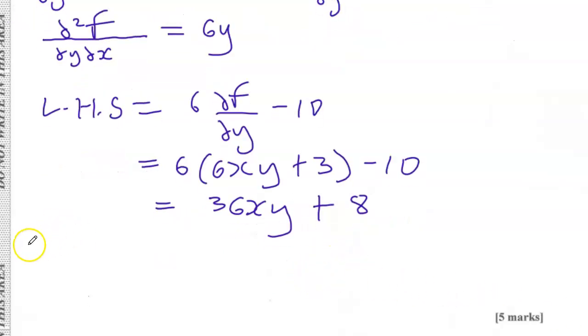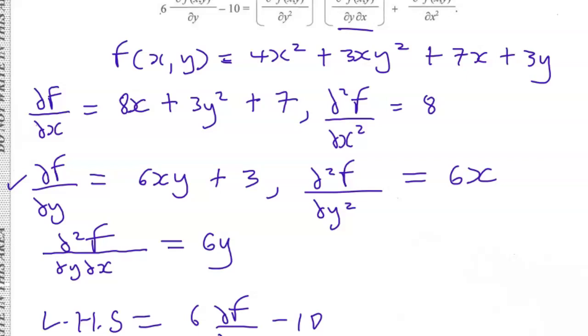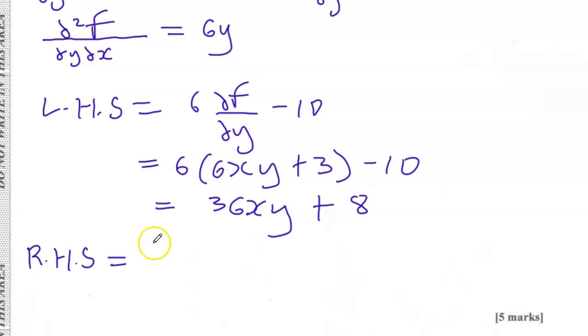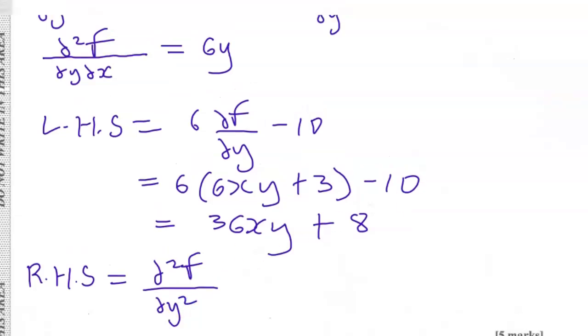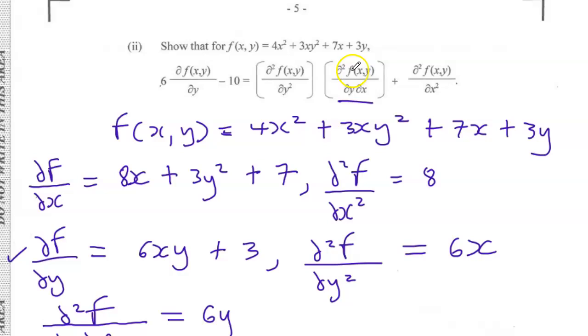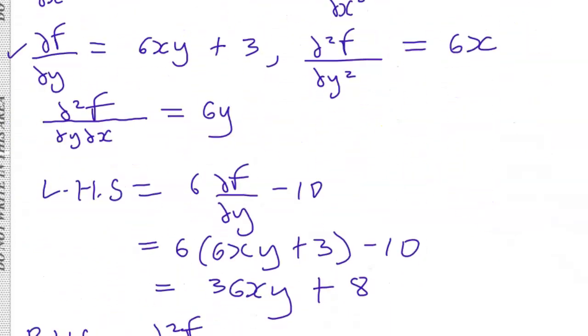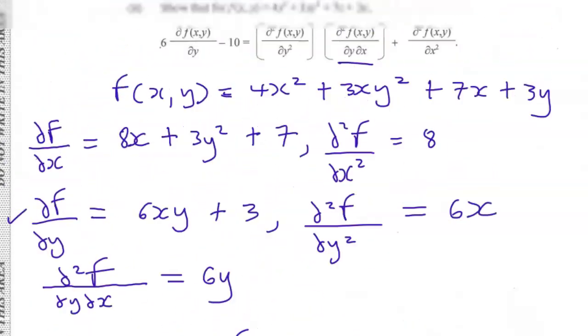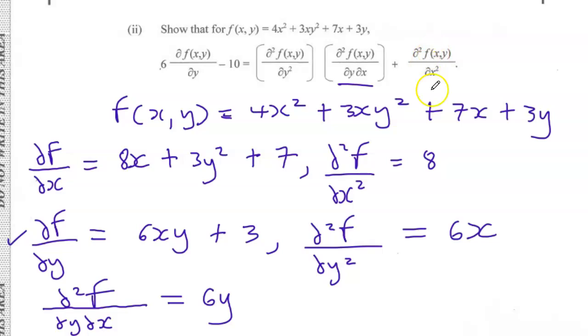And the right hand side of the proof is the second derivative, partial square f, partial y square, times partial square f, partial y partial x, and then minus the second derivative, partial square f, partial x square.